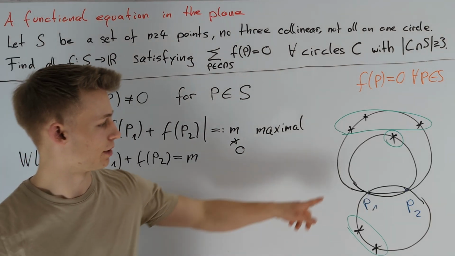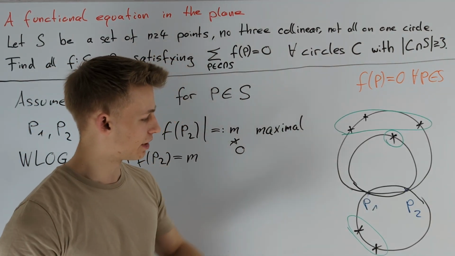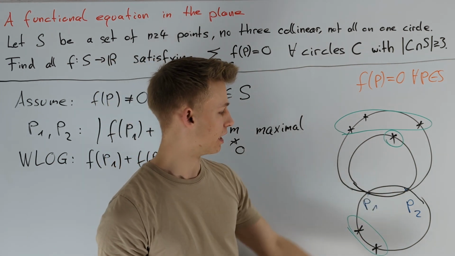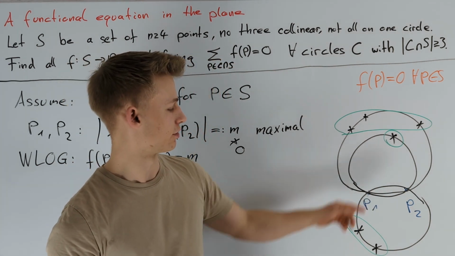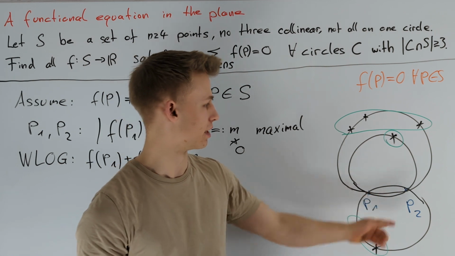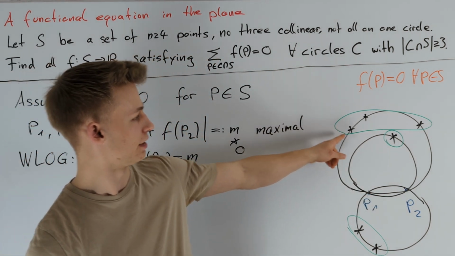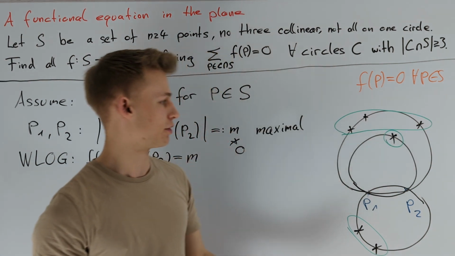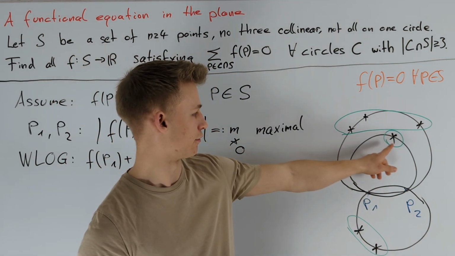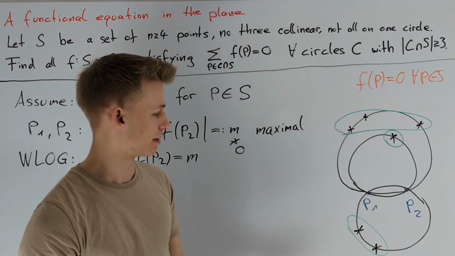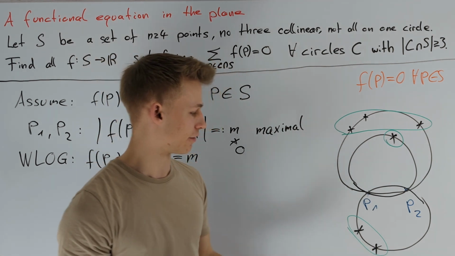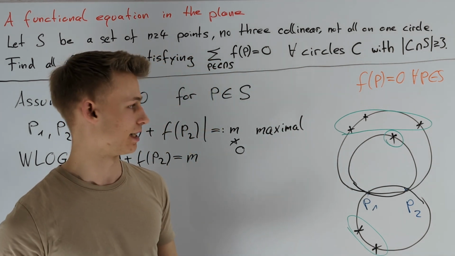I have drawn a picture to visualize this. Here we have the points p1 and p2, and now we have 3 circles going through p1, p2 and at least one more point. Now we know that the function values of these 3 points here sum up to minus m. Then for this point the function value is minus m, and for these 2 points the function values sum up also to minus m.